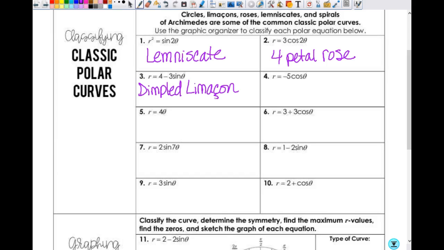How did I get 4 petals? Because if n is even, then it's 2 times the number. So that's a 2. So since that's an even number, that's why it's 4 petals. That make sense?